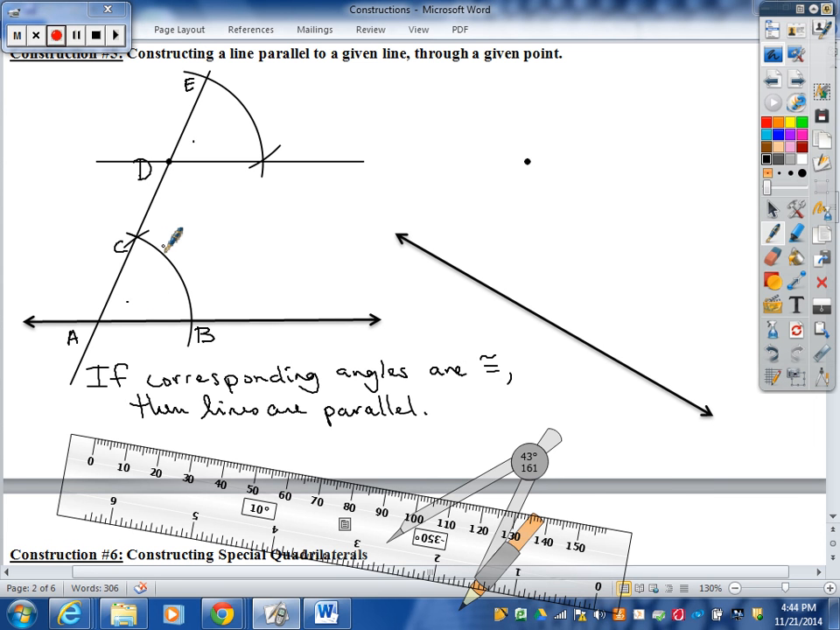So take a moment, see if you can construct a line parallel to this one over here that passes through that point.